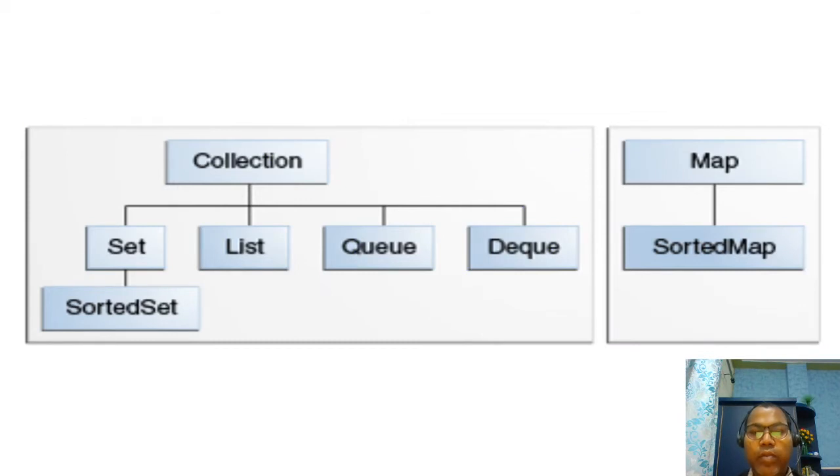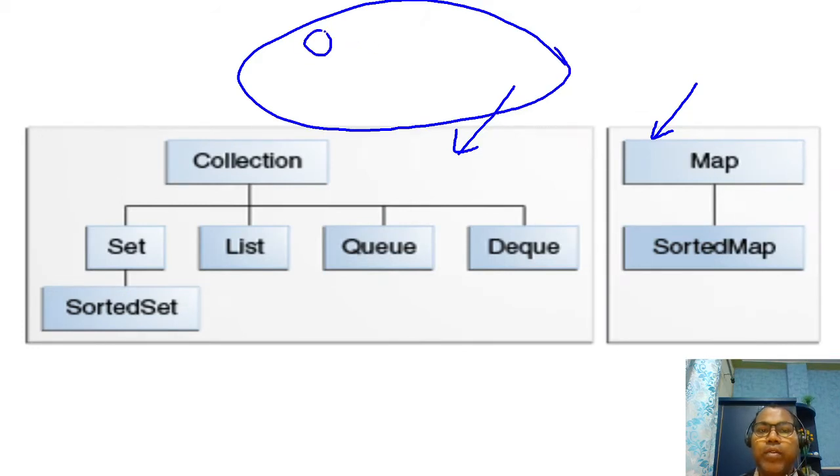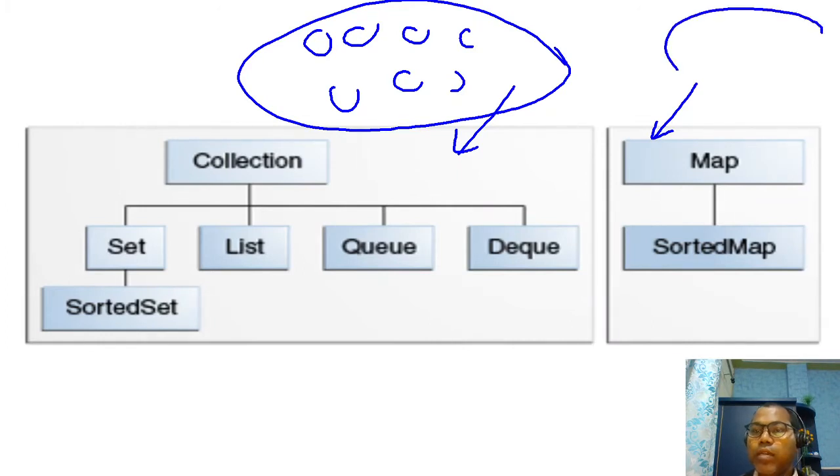So be aware, there are two kinds of collections: one is your collection, one is your map. There are two kinds of collections Java supports. One, you just simply want to collect a set of objects. And the other, I want to collect a set of objects, not flat objects, but each always bound to a particular key and then value. So these are the major collections available in Java, which we are going to study in depth.